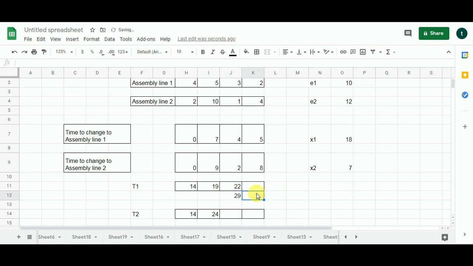Alright. So since 22 is less than 29, I will omit 29, 22 stays. Okay. Now let's talk about this cell. So over here we have two choices. The chassis can arrive from here or it can arrive from here. So if it arrives from here, then total time taken will be 24 plus 1. So it will be 25.